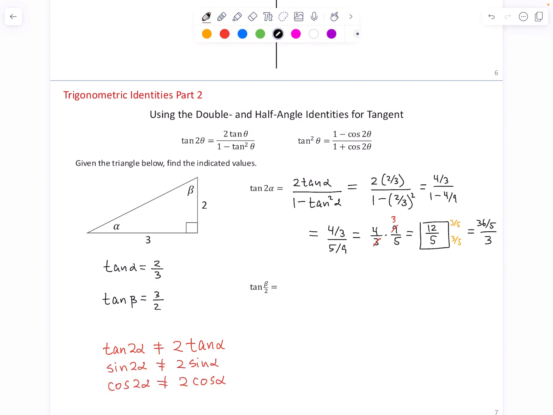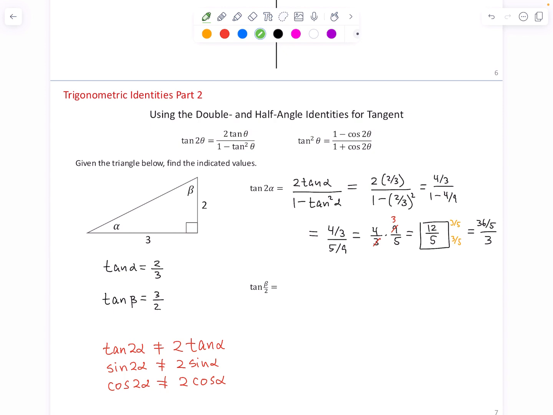And now let's do the tangent of beta halves. My reference triangle involves beta, not beta halves. But if you cut that angle in half and made a new reference triangle, this would still be 2. But the question is, what would this side be? Now be careful, you do not assume that it's going to be half of 3. In fact, it won't be. But it'd be nice to be able to find tangent beta halves by using the reference triangle involving beta.